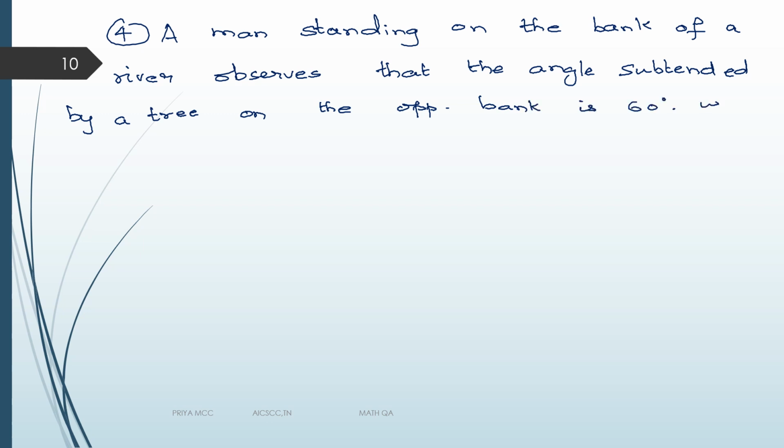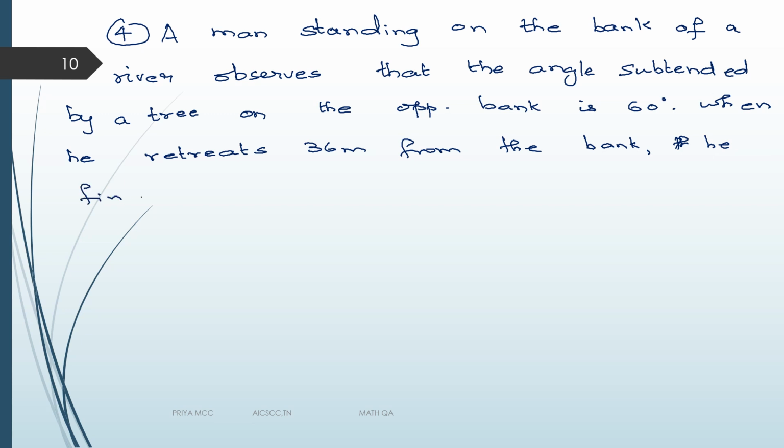When he moves backward, or retreats, 36 meters from the bank, he finds the angle to be 30 degrees. What is the breadth of the river? Can you find the breadth of the river? That means, how much he has moved.